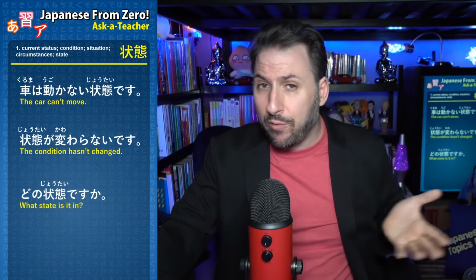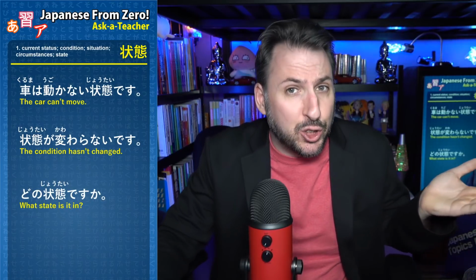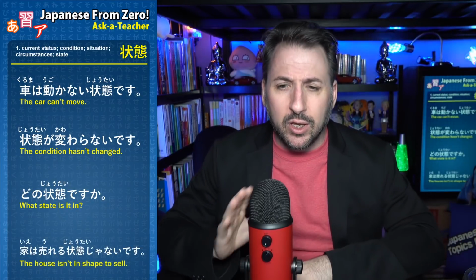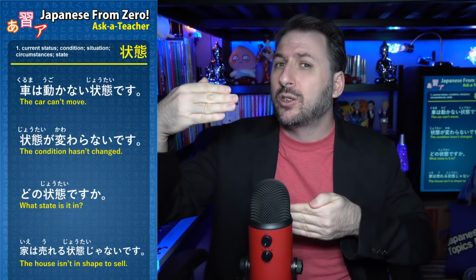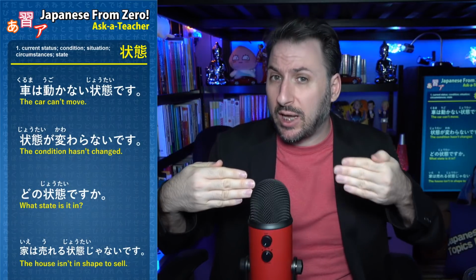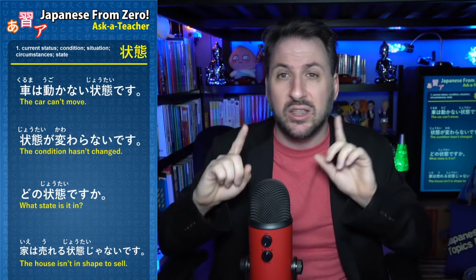For example, if you're going to sell a house, it has to be in a good shape, right? So you might say, 家は売れる状態じゃないです. The house is not in a shape to sell. 売れる状態, remember, directly putting a verb in front of any noun means it's a direct modifier. 売れる状態. What state are we talking about? State to be able to sell. And what about it? じゃない. It's not in a state to sell. Okay? 家は売れる状態じゃないです. All right. 4 down.